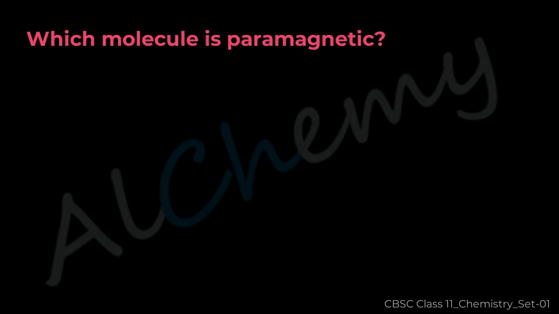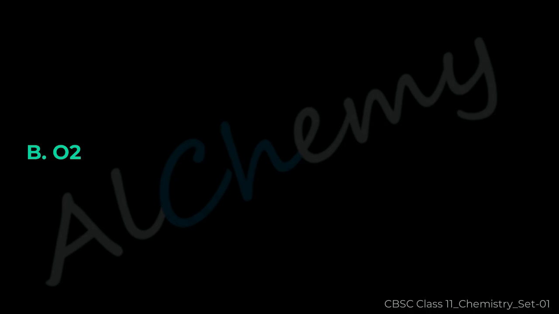2.5. Question 43. Which molecule is paramagnetic? A. N2, B. O2, C. CO, D. CO2. The correct answer is B.